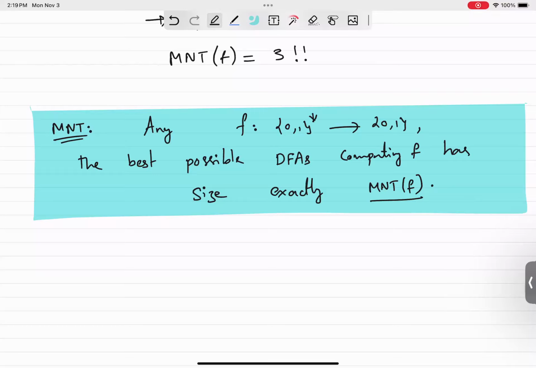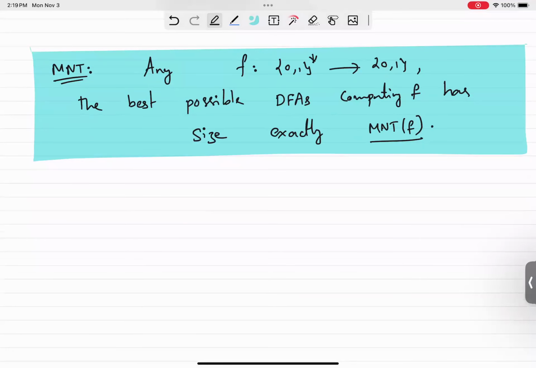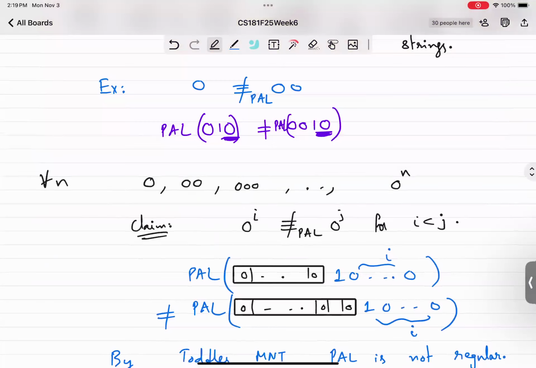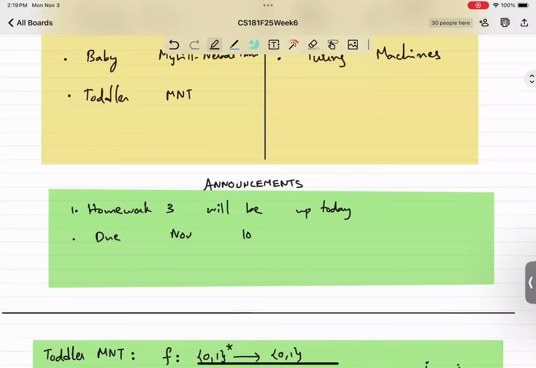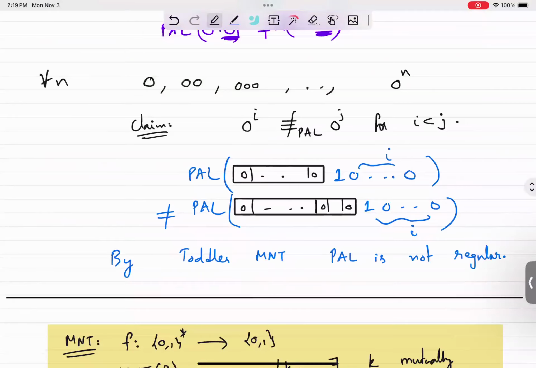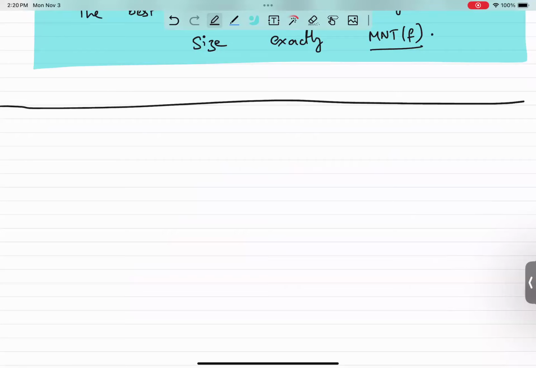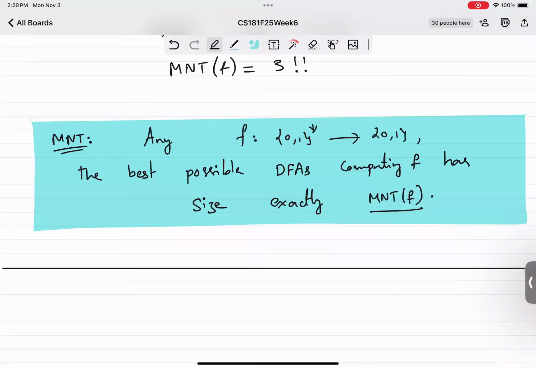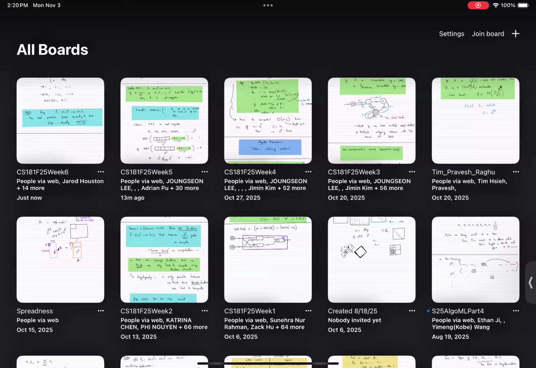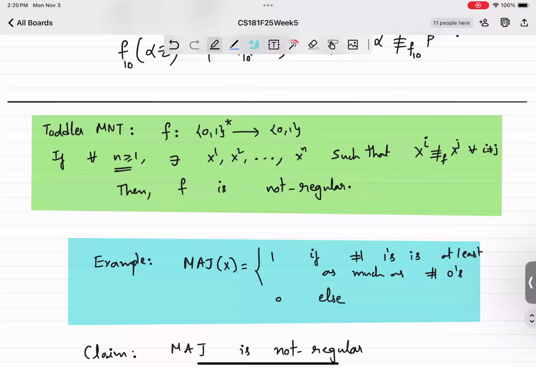Any questions about the statement? Okay. We're not going to prove this. This implies the toddler MNT and the baby MNT that we talked about. So let me just prove the baby MNT statement, and then we will move on. Where is the baby MNT?